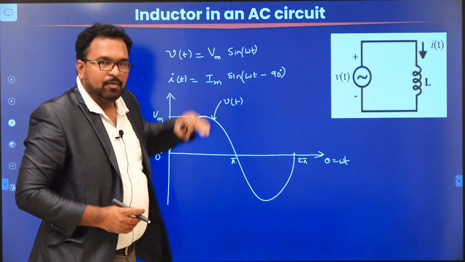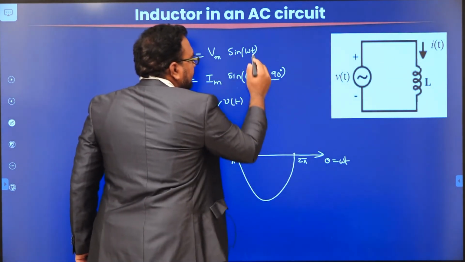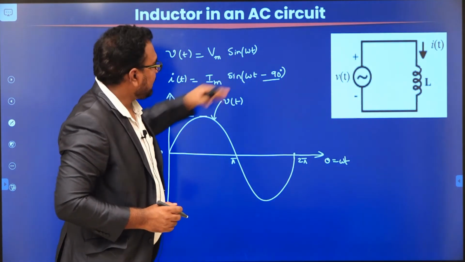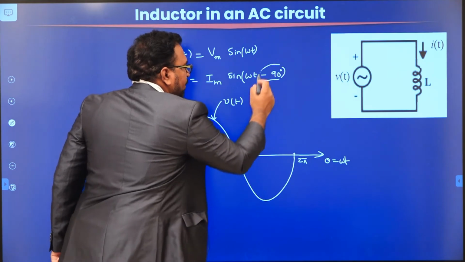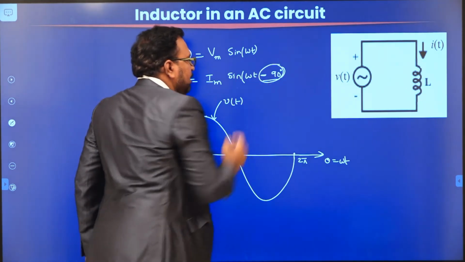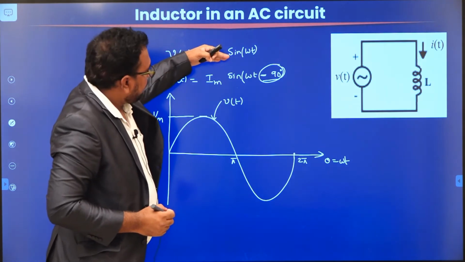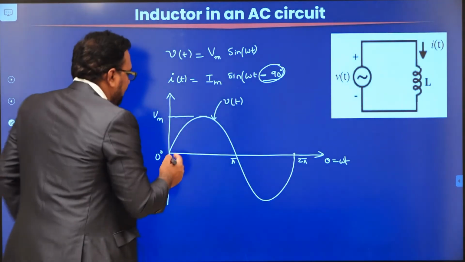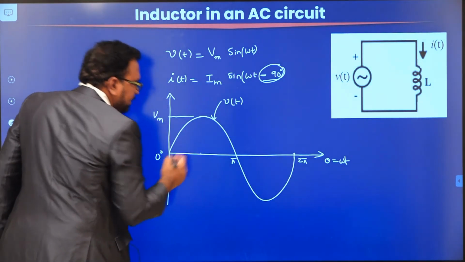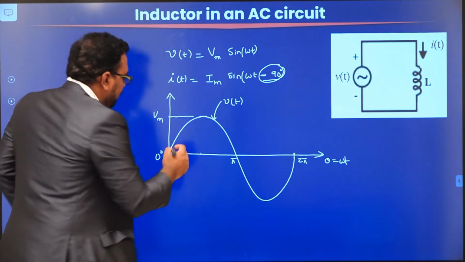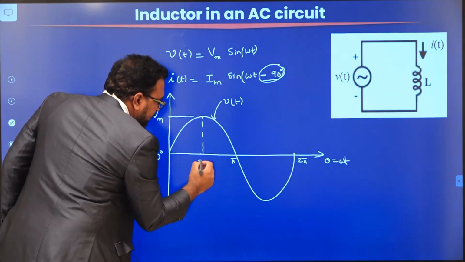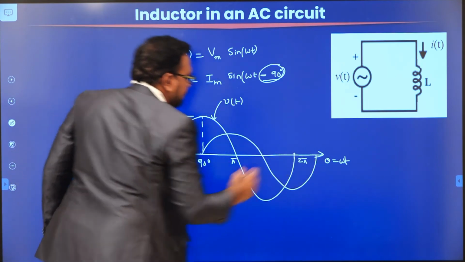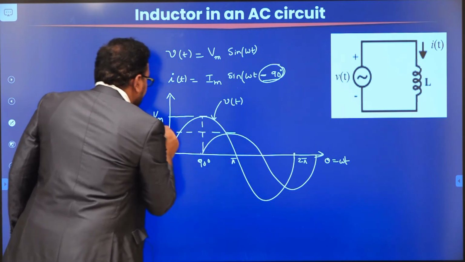Now if you observe the current waveform, there is a phase difference here. Here in the voltage expression we are having only sin omega t, but in the current expression we are having a phase difference of minus 90. Minus indicates that after the voltage waveform starts at 0 degrees, then the current waveform has to start. The current waveform starts after 90 degrees from the voltage waveform. So after 90 degrees means at its maximum, this is the 90 degrees. So the current waveform starts here and it will go like this. The magnitude of the current, I am going to assume it as Im.